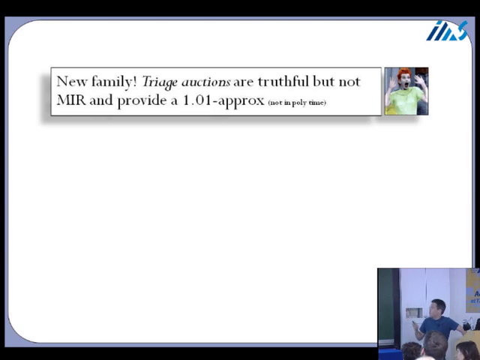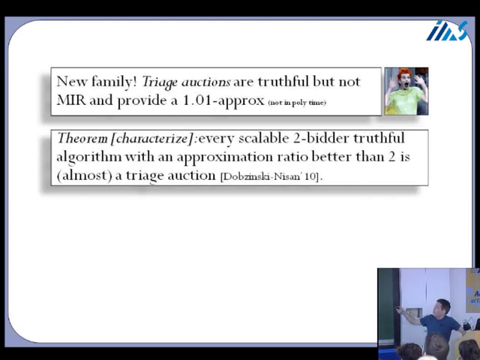So I'm going to skip the definition, but once we found this counterexample, we were able to develop the right tools in order to characterize this set of mechanisms, quite differently from previous approaches that used mainly things like Roberts' theorem. And we were able to prove that every scalable two-bidder truthful algorithm with an approximation ratio better than 2 is almost a triage auction. Now, the "almost" here is not very important for this talk, so I'm not going to talk about it. Scalable is the property where if you multiply all valuations by the same number, then the allocation does not change.